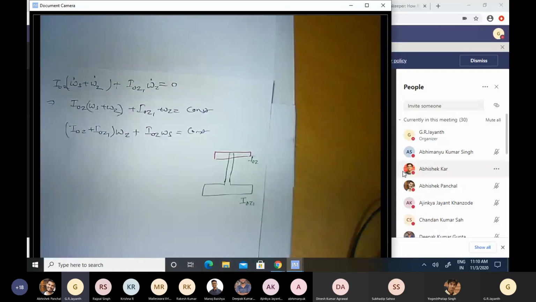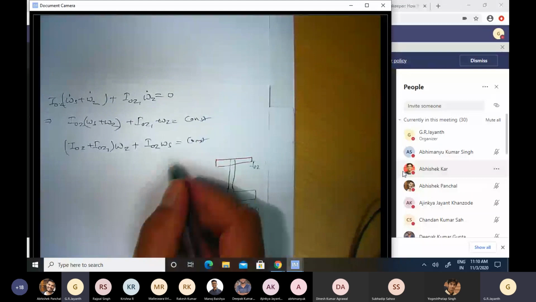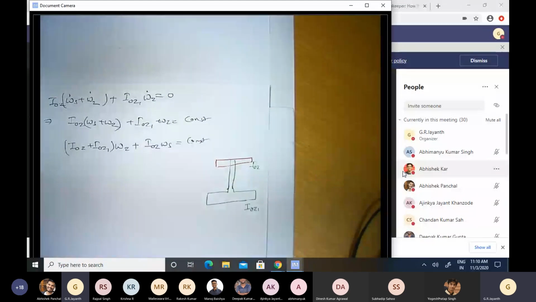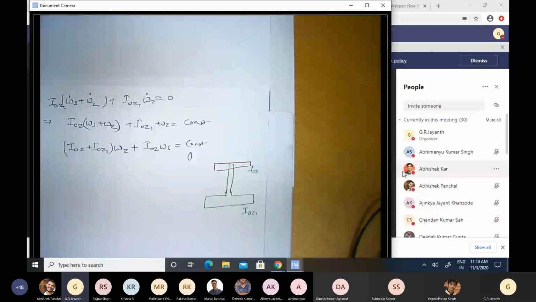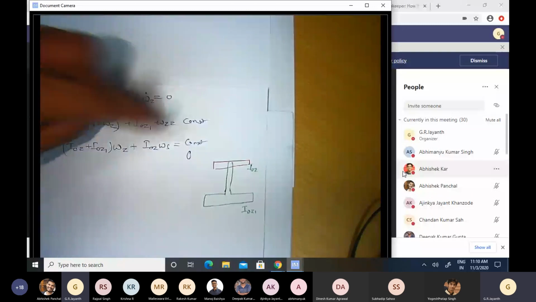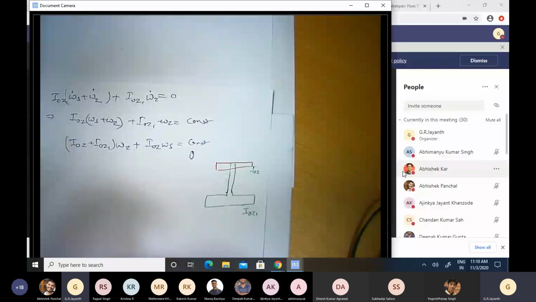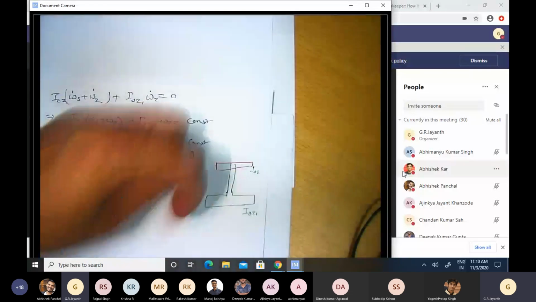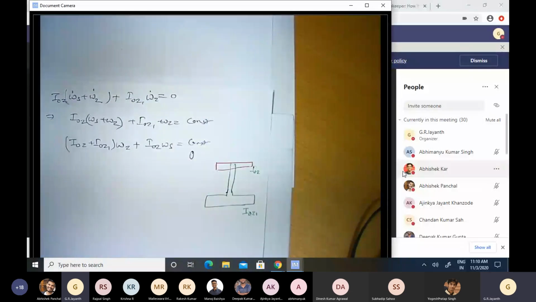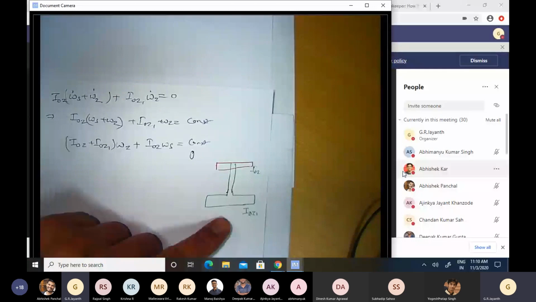Let us consider one simple case where this constant is equal to 0. So the initial angular momentum is 0. Then by spinning this particular wheel at a certain rate, I can also spin this other rigid body in the opposite direction. And this kind of a wheel, which allows me to control the orientation of a bigger rigid body, is called a reaction wheel.